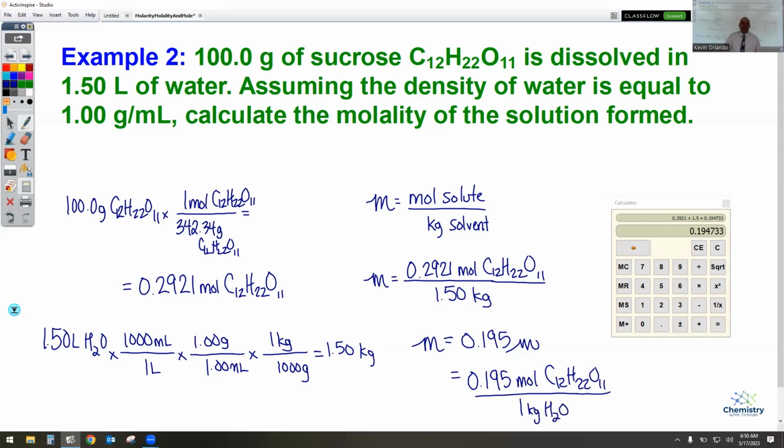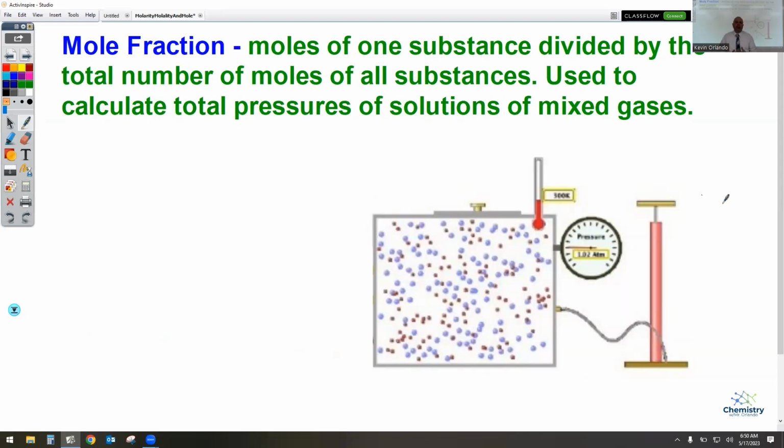And again, in this case, I'm going to write it in 2 ways, both showing it with just the molal symbol, and then of course, separating that symbol into its 2 components, moles, in this case of sucrose, divided by kilograms of water.